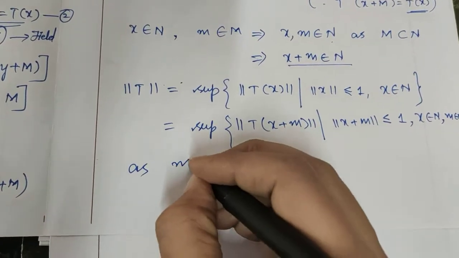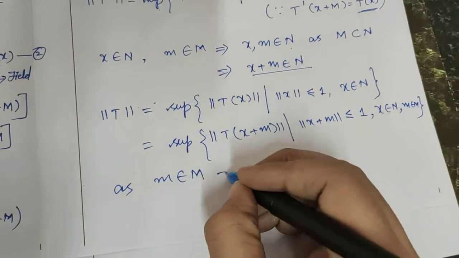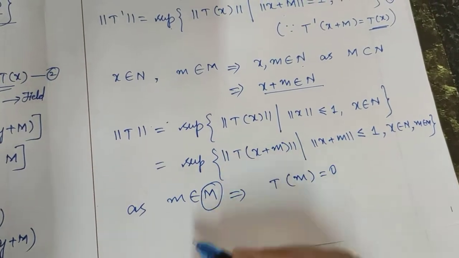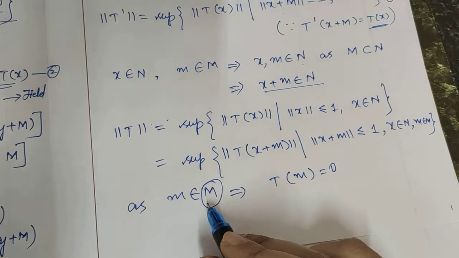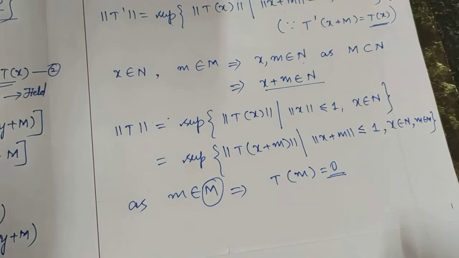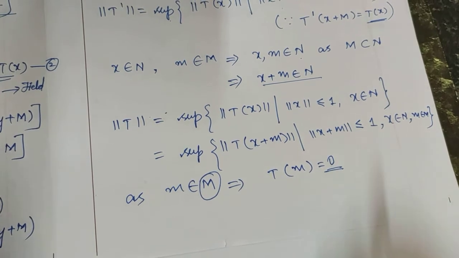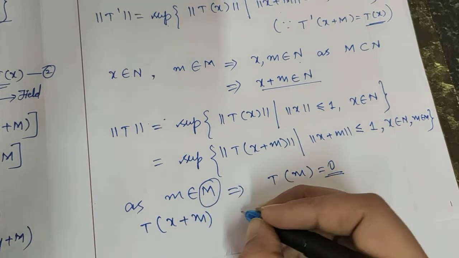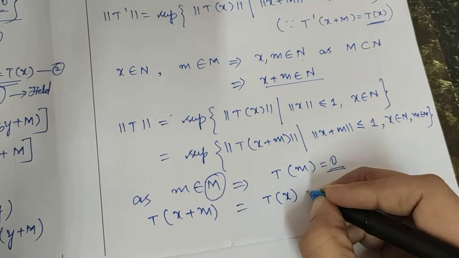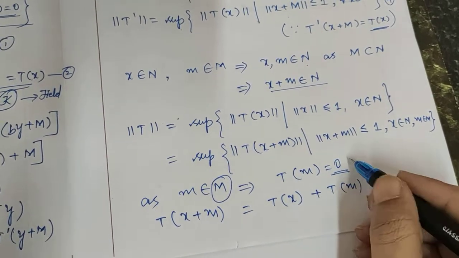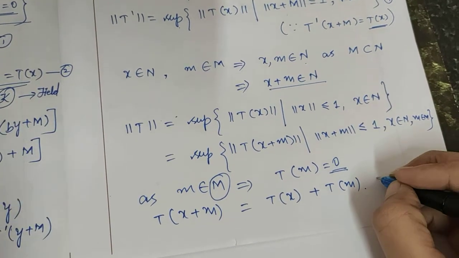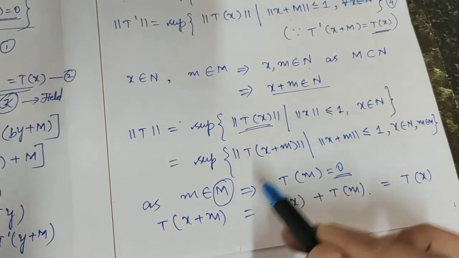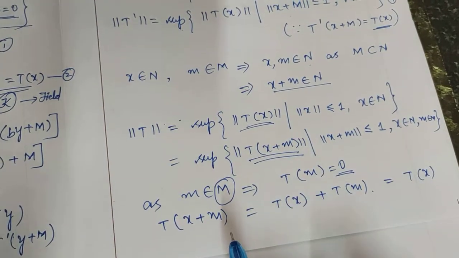As we know that m belongs to m, this implies T of m is equal to 0, right? Because m is our null space and a mapping of this will be equal to 0 vector. So I can write T of m is equal to 0. Now if you consider T of x plus m, since T is linear, I can write this as T of x plus T of m, and we know that T of m is 0. So this will be equal to T of x. That's why I can write norm T of x as norm T of x plus m.